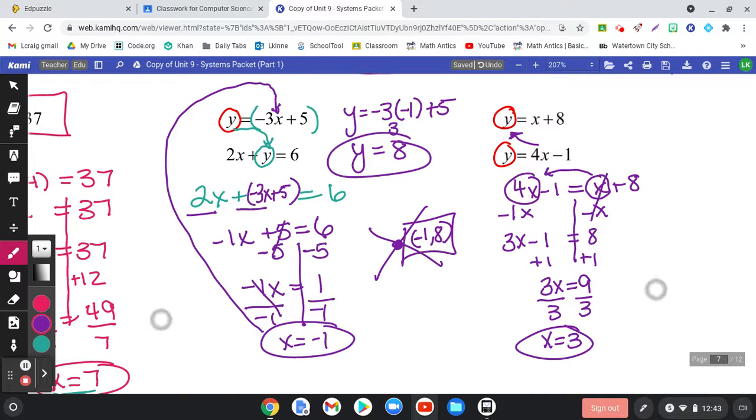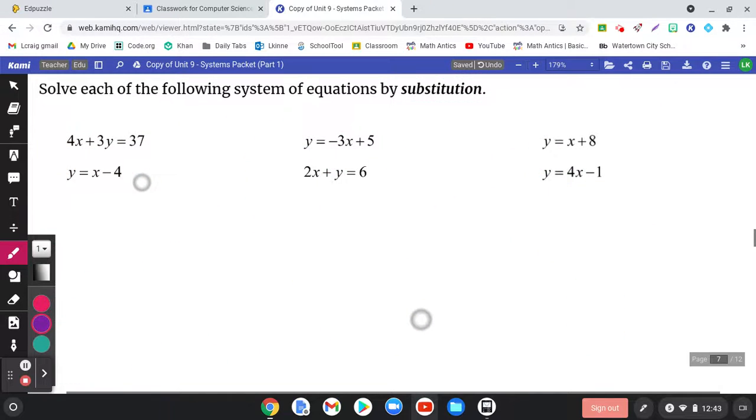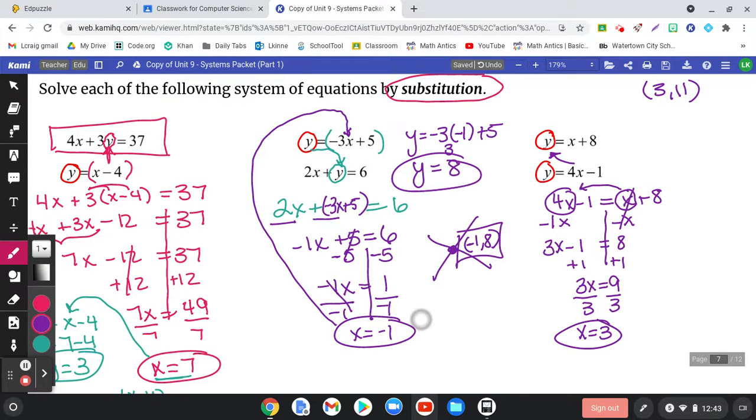All right, I'm going to zoom out just a little. There we go. Keep in mind when you're using Cami, you can zoom out and zoom back in to make it a little easier.